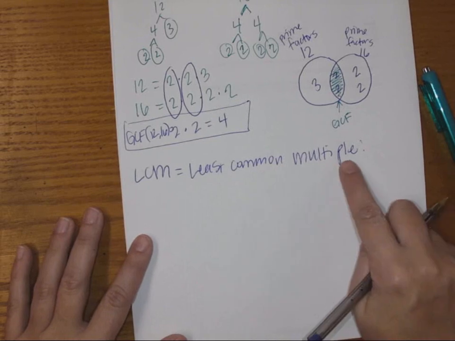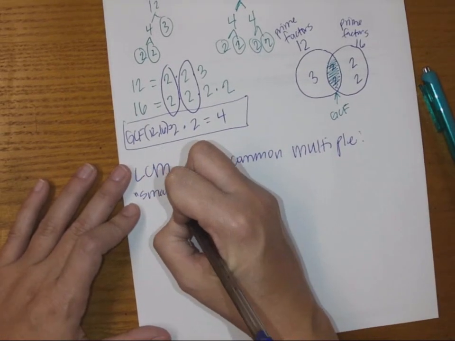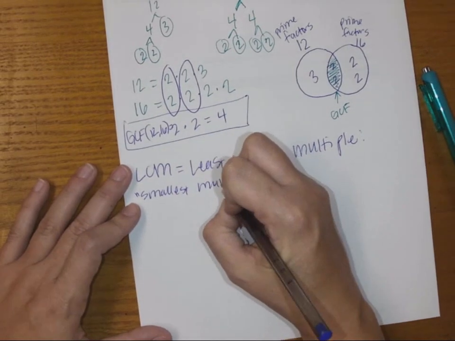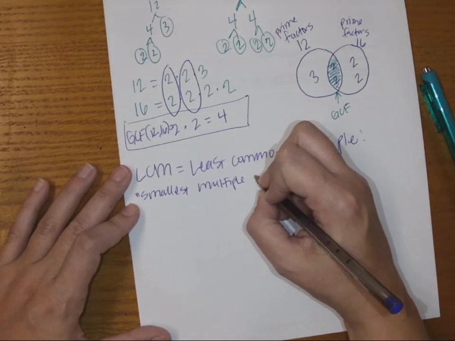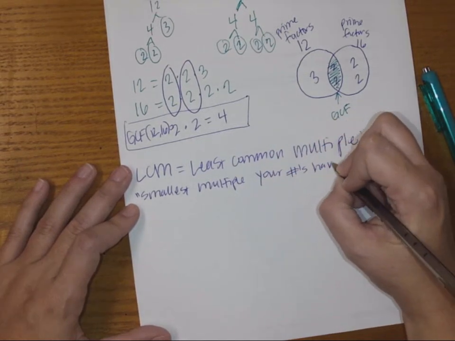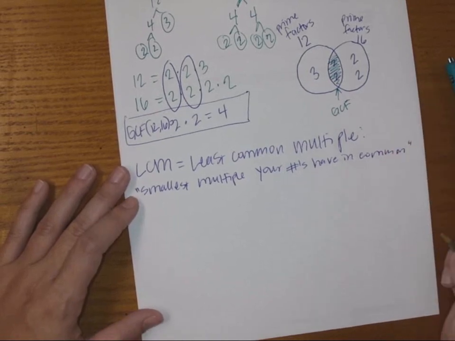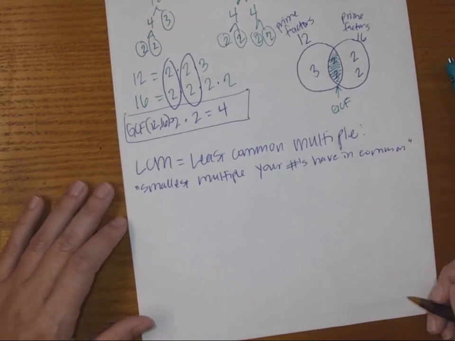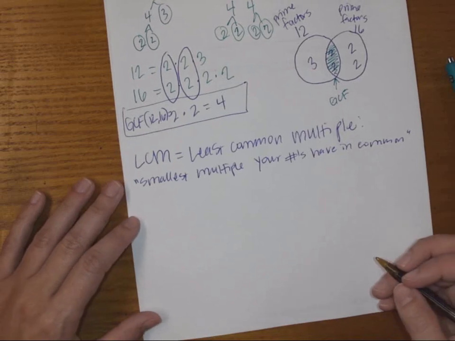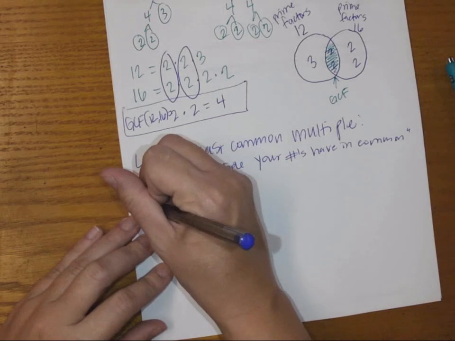Okay, so the least common multiple would be the smallest multiple your numbers have in common. Or the smallest number they can both multiply to get. Okay, so we actually have three different ways to find this, we actually have 4 ways. Okay, so 4 ways to find it.